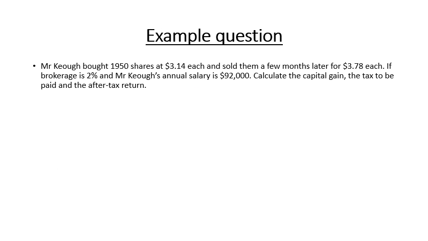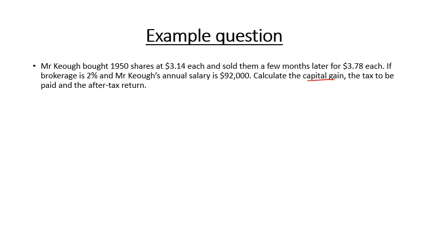Okay, so let's have a look at an example question. There are a few different steps to this question, so just bear with me. It says, Mr. Keogh bought 1,950 shares at $3.14 and sold them a few months later for $3.78 each. If the brokerage fee is 2% and Mr. Keogh's annual salary is $92,000, calculate the capital gain, the tax to be paid, and the after-tax return. So there are three things we need to calculate.